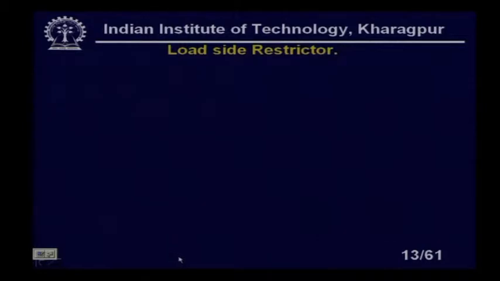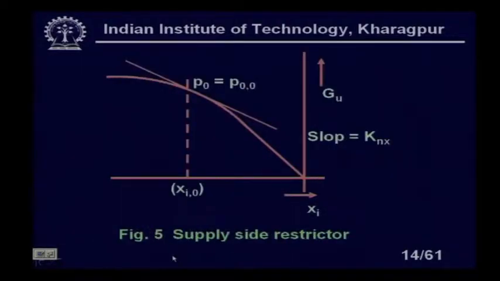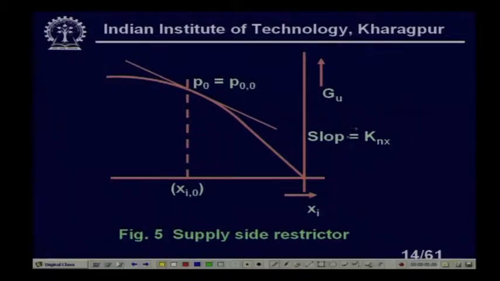Let us look at it. Now, the load side restrictor looks like this one. You see here, for different positions of the x i, if I change the P u, how my G u will change. So, we have plotted like this in this particular graph. This is the supply side restrictor, same things again we have plotted, the slope is K n x, G u we have plotted, and x i is a displacement.